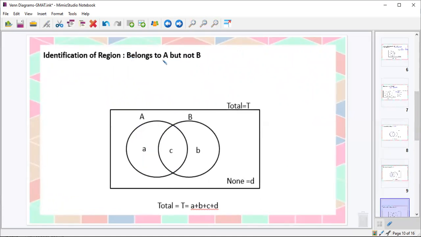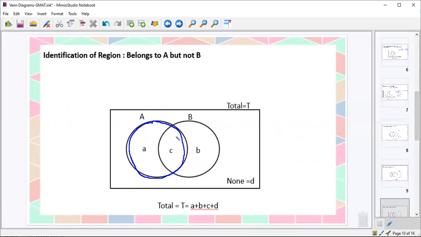Next statement is belongs to A but not B. Now, how can you easily represent it with the help of a diagram? So belongs to A is this entire region. But I want to exclude the part that belongs to B. I want to exclude it.